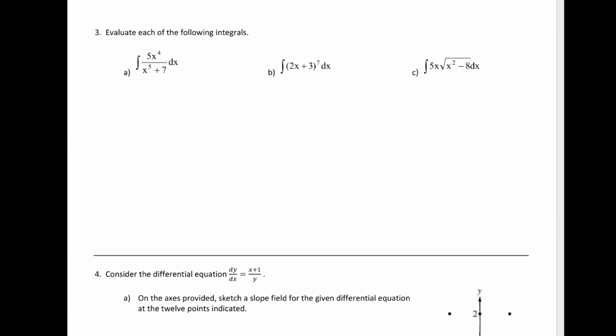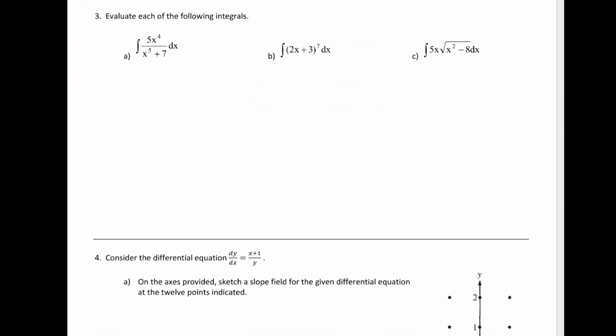Number 3 wants us to evaluate these integrals. So this is just going to be kind of a throwback to what we did right before spring break, and that is we're just going to practice our u substitution skills here. So on the first one, we're going to let u be x to the 5th plus 5. So du would be then 5x to the 4th dx, and look at that, we've got a perfect match there. We've got the 5x to the 4th and the dx.